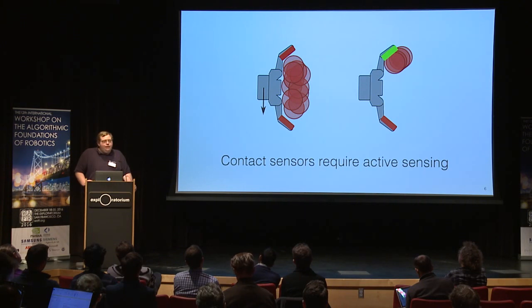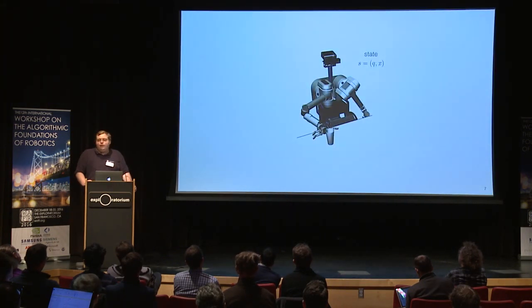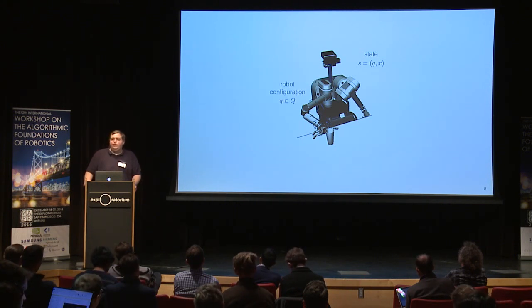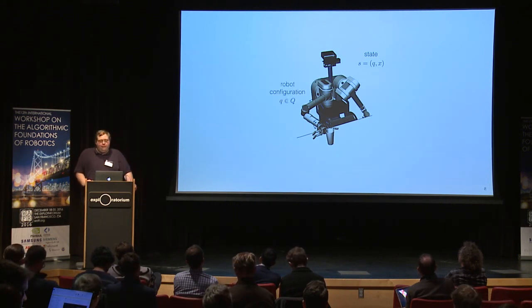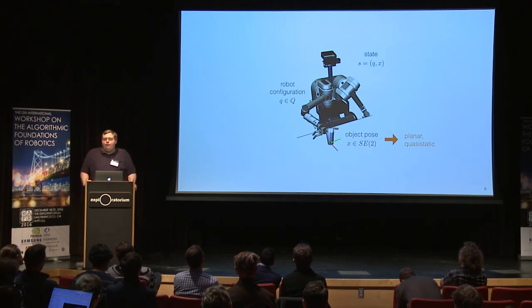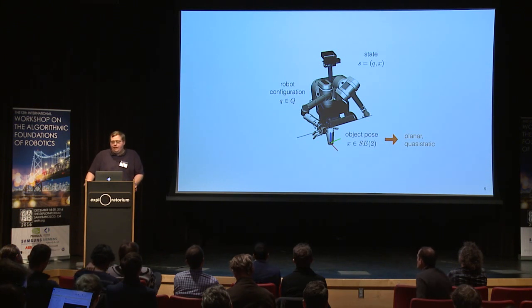The framework we use to do this is a partially observable Markov decision process, a POMDP. And just to formalize the notation a bit, we plan in a state space that consists of the robot configuration, so 7 joint angles for Herb's right arm, and an object pose. I'll specifically talk about the case where we're doing planar manipulation with a quasi-static pushing model, so we don't need velocities in the state.